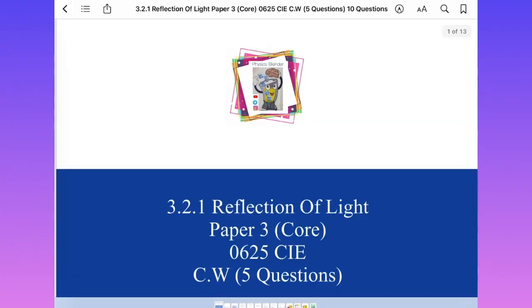Hello everyone, welcome to Physics Blender e-learning platform. Today we have new concepts about reflection of light, paper 3 core candidates.